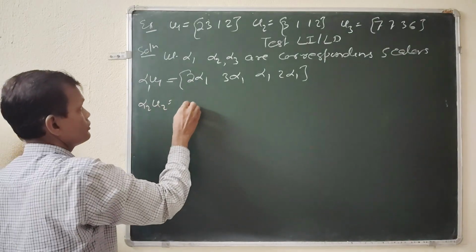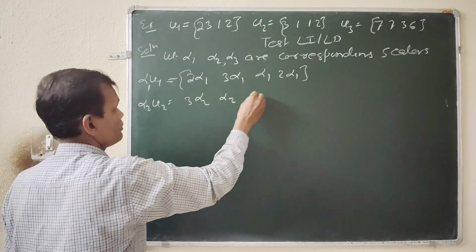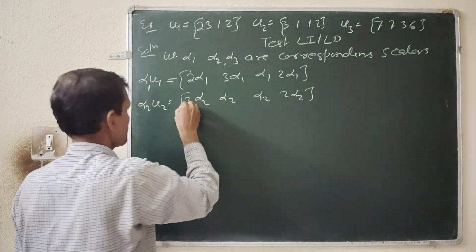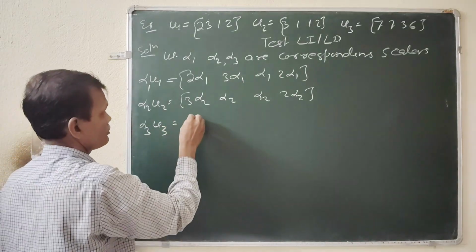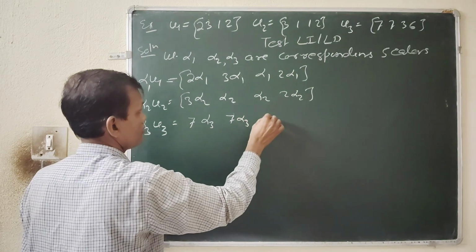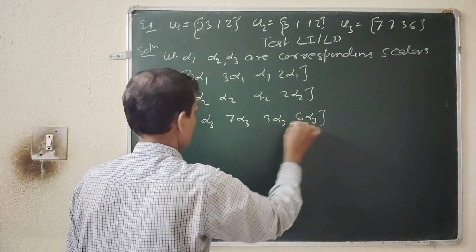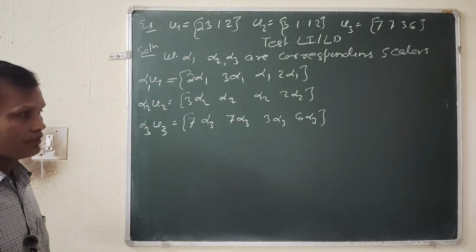Alpha 2 V2 is equal to 3 alpha 2, alpha 2, alpha 2, 2 alpha 2. And alpha 3 V3 is equal to 7 alpha 3, 7 alpha 3, 3 alpha 3, 6 alpha 3. We are just multiplying the corresponding scalars to each component, as per the definition.